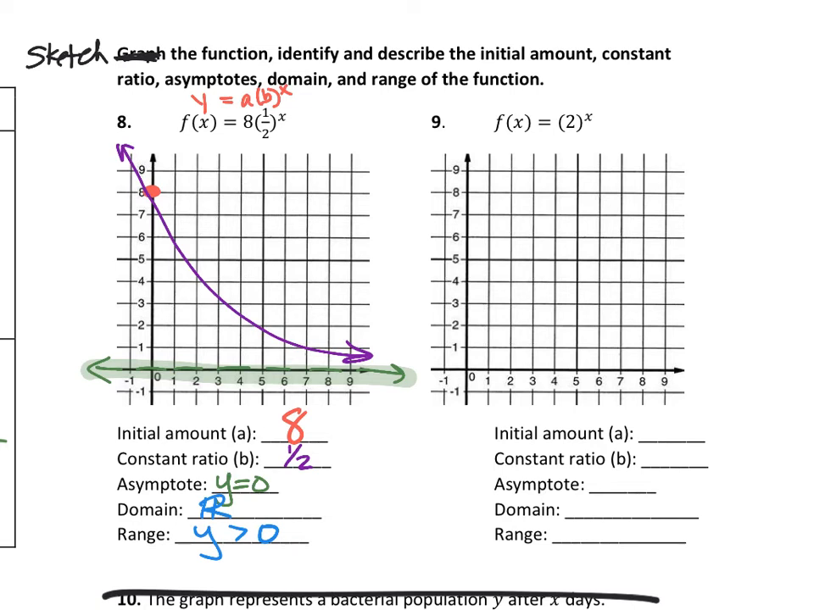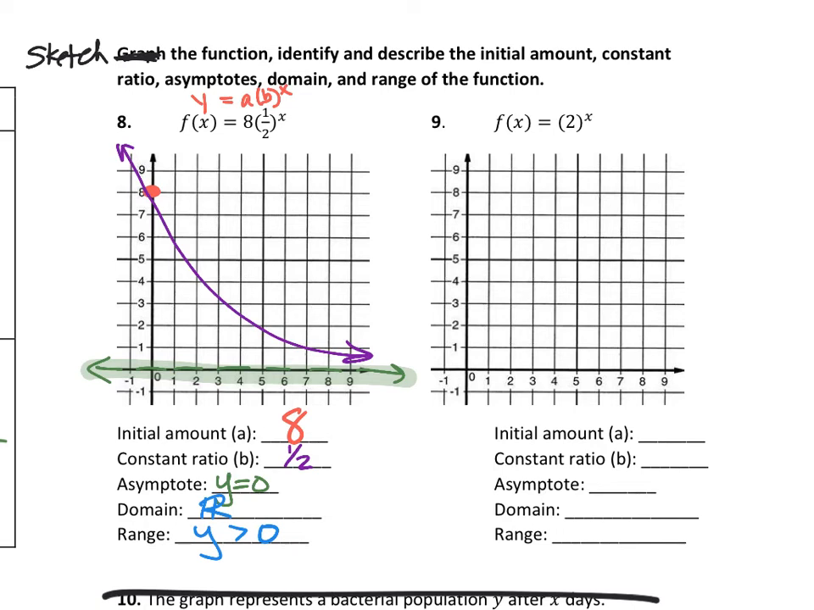Okay, I'm still going to do number 9 with you because I don't feel like we're ready to try one on our own. Is that fine? Before I do that, do I have any questions on number 8? All right, let's look at number 9.